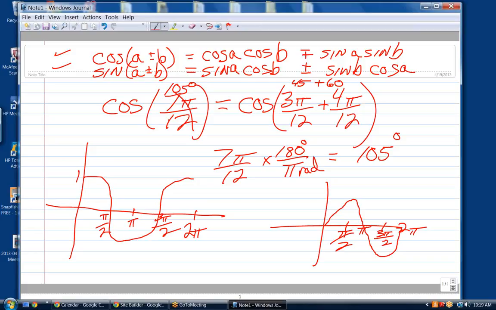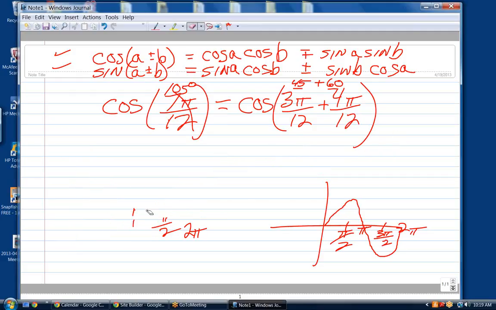In this case, we're not going to have to ever convert back to radians because everything becomes numbers. Whether we put in 45 degrees and 60 degrees or pi over 4 and pi over 3, we're going to plug it into this formula, and we're going to come up with numbers. So let's do it.